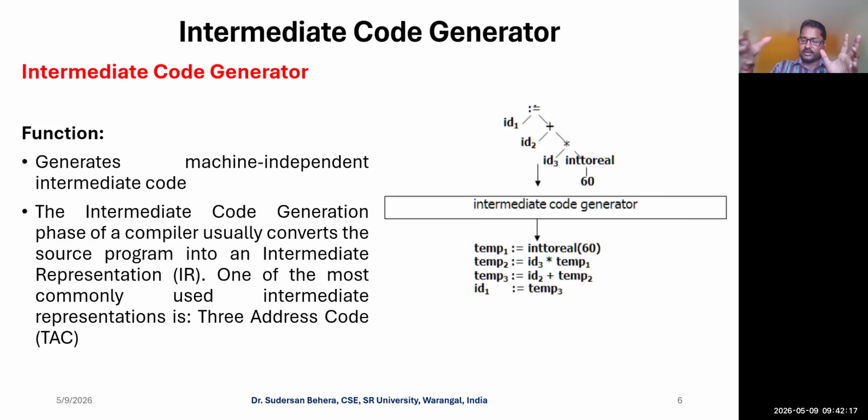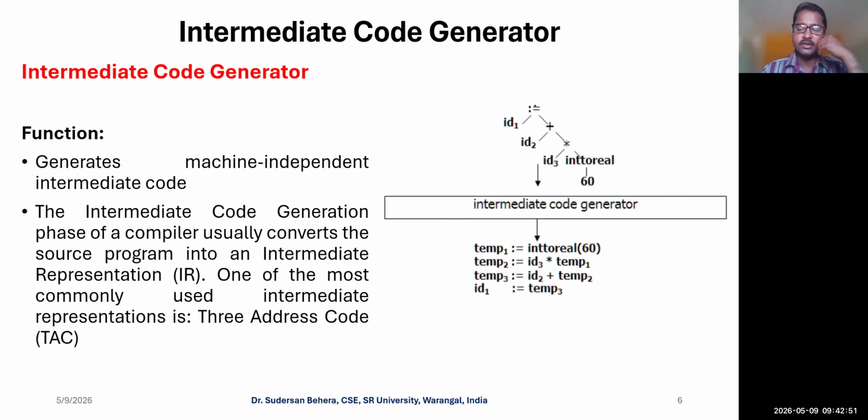One is the source, the other one is the destination. Here the value of the source gets copied into the destination. What is the source? temp3. And what is the destination variable? ID1. Very clear. This is the role of the fourth phase of the compiler, called the intermediate code generator. Now let us look at the next phase.